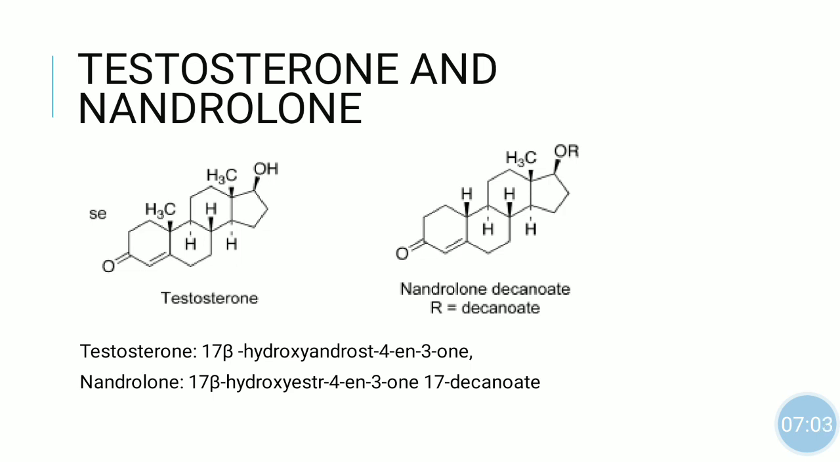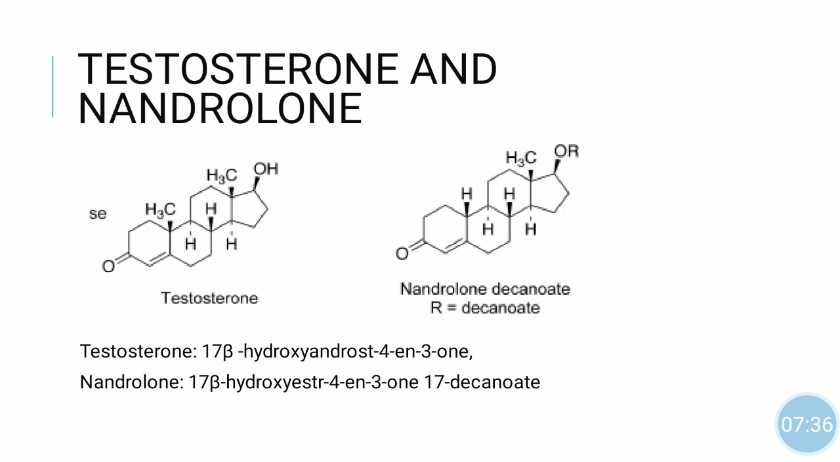If you look at the 19th position in nandrolone, the methyl group is replaced or substituted with hydrogen. Therefore, the N is given at the first of the name of nandrolone, isn't it? Nandrolone, wherein the methyl group is absent, and in presence of OH at the 17th position, the decanoate group has been placed. So, what is the IUPAC name of testosterone?